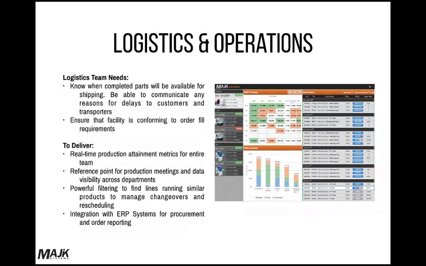For logistics and operations, a lot of it is about supplier and customer management. If you can tell a customer, say that you're going to be late, but you tell them 2 weeks in advance so they can adjust their schedule, that makes you look like a hero rather than a villain, right? Real-time production attainment metrics are huge for logistics and operations. Having a reference point for production meetings and data visibility across departments is very important. And also integration with ERP systems is a big deal, so you can start automating some of the procurement and things like that.